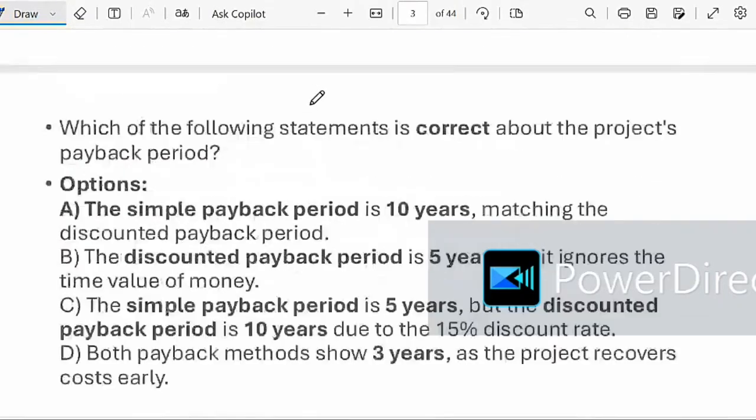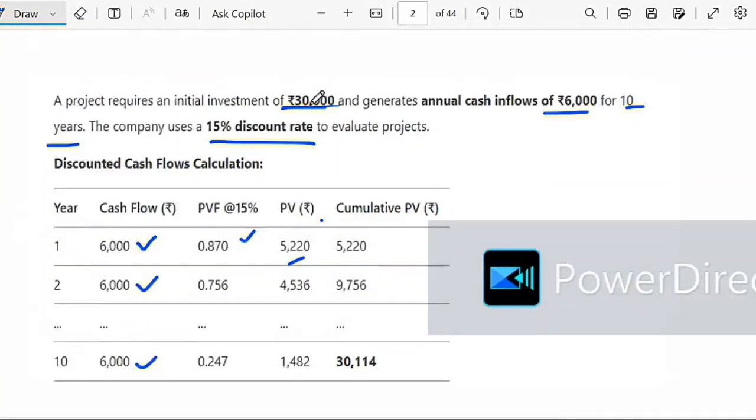So this question checks your concept regarding simple payback and discounted payback. So you have to find what the simple payback period is and what the discounted payback period is, right? We have discussed this payback period in the last lecture. So do you know how to go about solving this question?